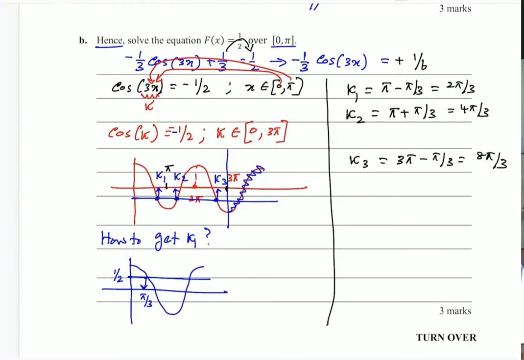So once you have all K values, so K is equal to 3x. So what you can say, 3x is equal to k values. So the k values would be 2 pi divided by 3, 4 pi divided by 3, 8 pi divided by 3. So you can find x now dividing the whole thing by 3. So it's going to be 2 pi divided by 9, 4 pi divided by 9, and 8 pi divided by 9. Easy.